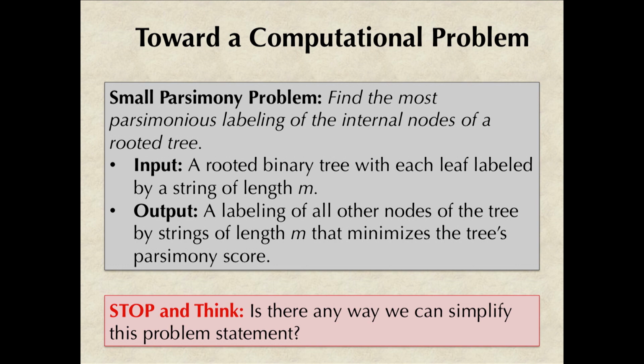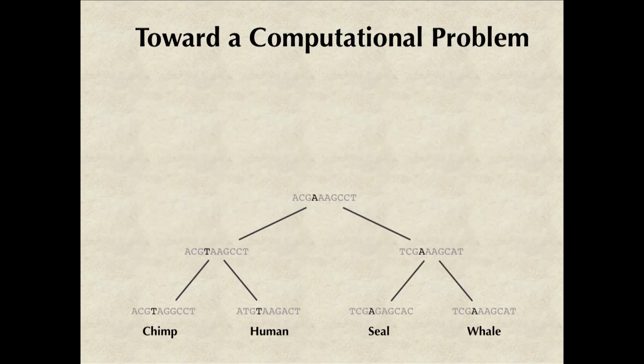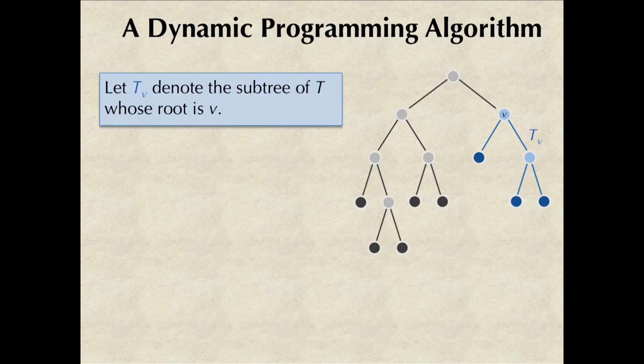If we treat the columns of the multiple alignment that we're given as independent of each other, then it means that we'll be able to solve the small parsimony problem on each column of the multiple alignment separately. In other words, we can work with one symbol of each string at a time. So we'll now design a dynamic programming algorithm that will solve the small parsimony problem, assuming that each string is just a single symbol. So first, define T sub v as the subtree of the given tree T, whose root is some node v.